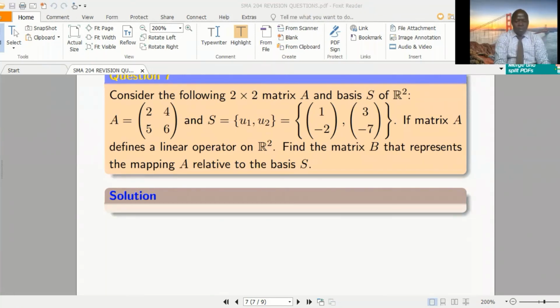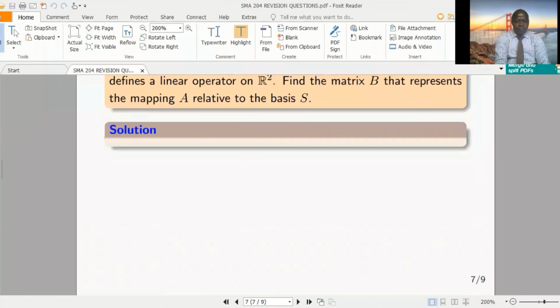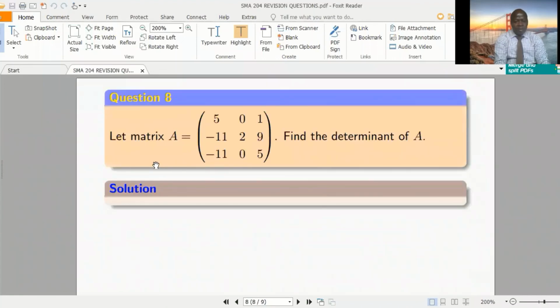Let's look at the next question. This is easy. We are asked to find the determinant of this matrix. There are various ways of doing this. I could find it along the first row, the second row, the third row, or the first column, the second column, or the third column. But since the second column has more zeros, it becomes easy for us to do it along the second column. The signs are positive, negative, positive, negative, positive.